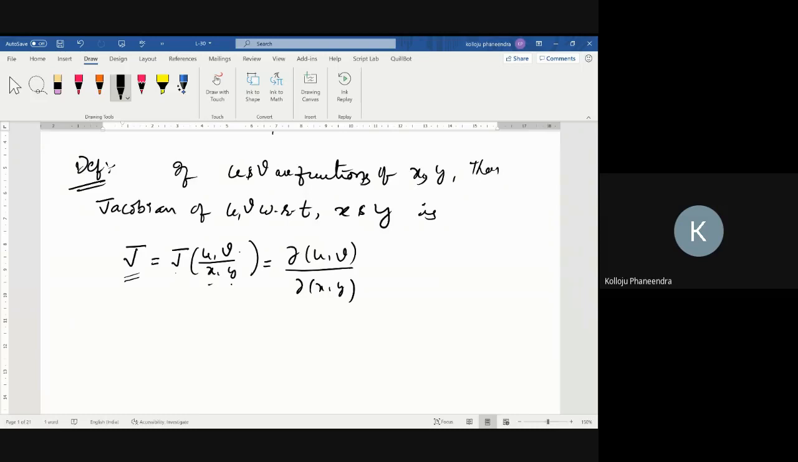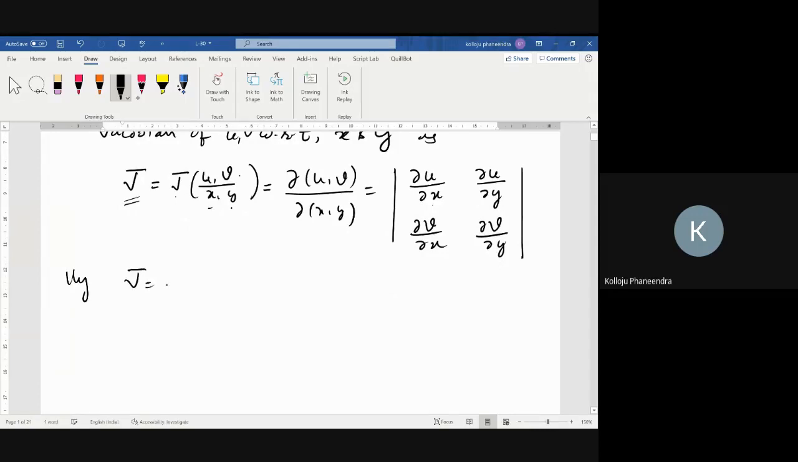Dou uv by dou xy is equal to just the determinant. How to remember? u is a function of two variables, therefore write the partial derivatives of u with respect to x and with respect to y in the first row, and secondly, dou v by dou x and dou v by dou y. That's it. Jacobian is the value of the determinant.